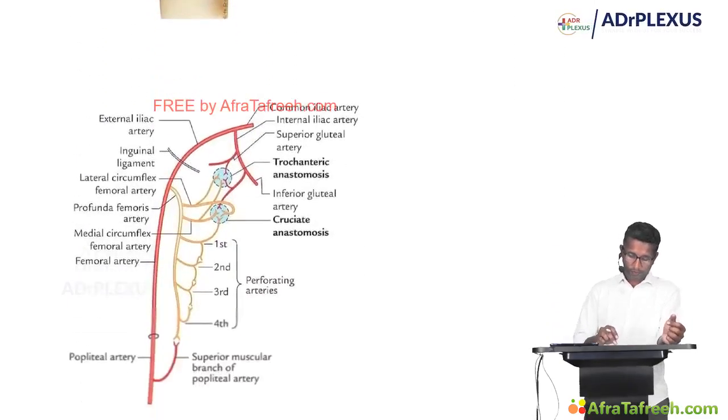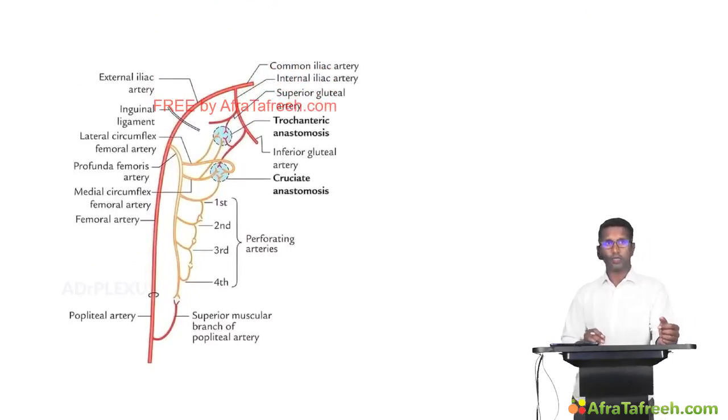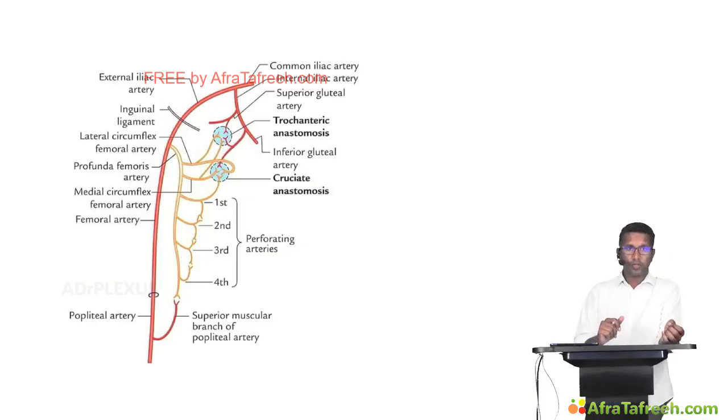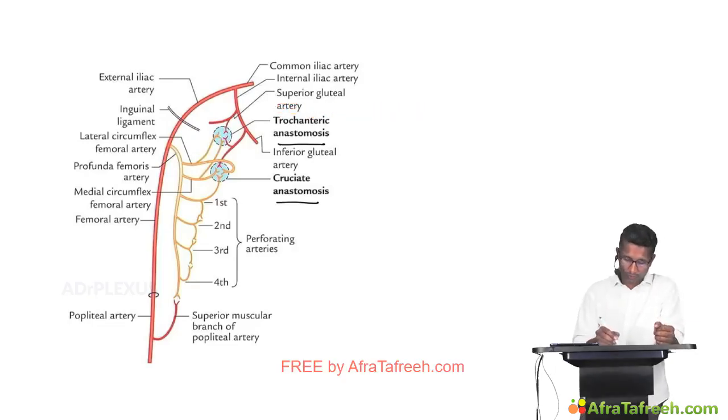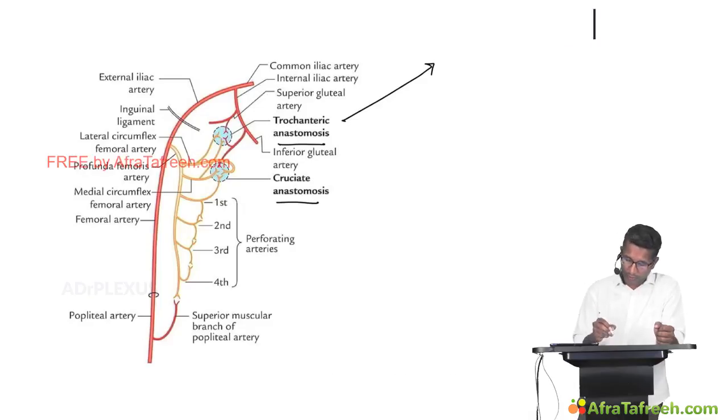Fine. So if you see the arteries of the lower limb, you can see they form a number of anastomoses in the trochanteric region. One is called the trochanteric anastomosis and one is called the cruciate anastomosis. These anastomoses are formed between various blood vessels. If you see the trochanteric anastomosis, it is like this, guys. You get branches like this.